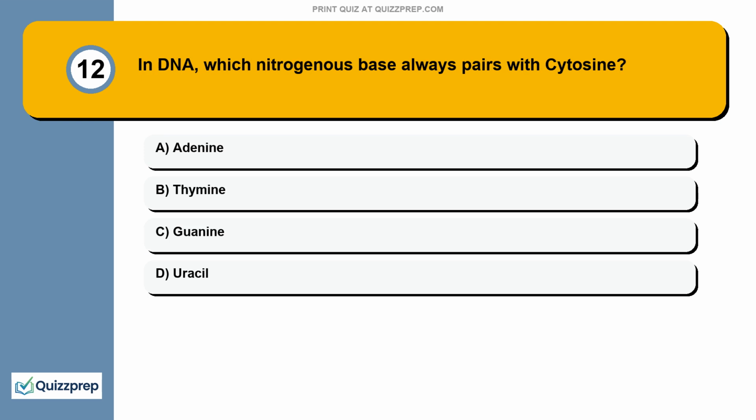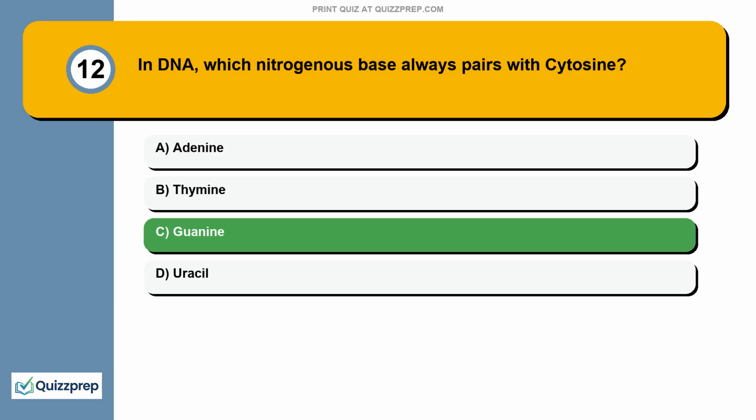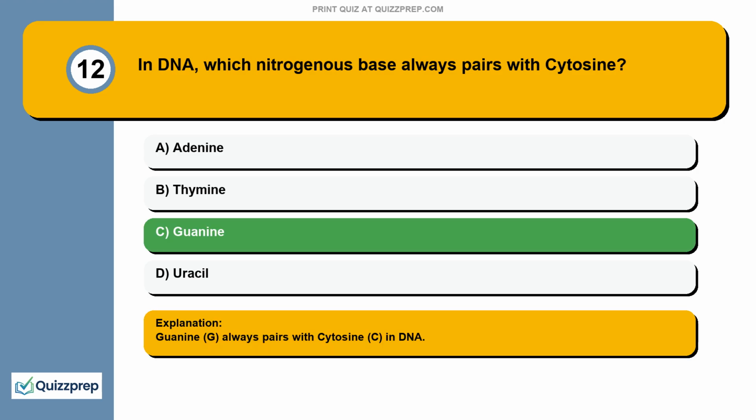Question 12. In DNA, which nitrogenous base always pairs with cytosine? Adenine, thymine, guanine, uracil. Guanine, G, always pairs with cytosine, C, in DNA.